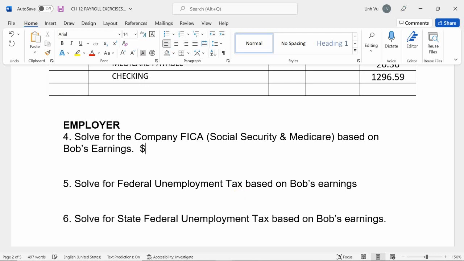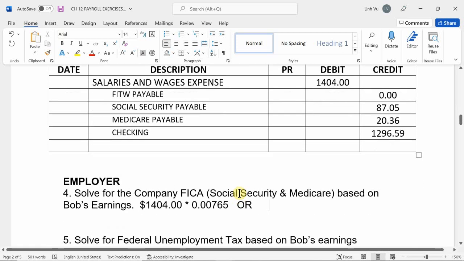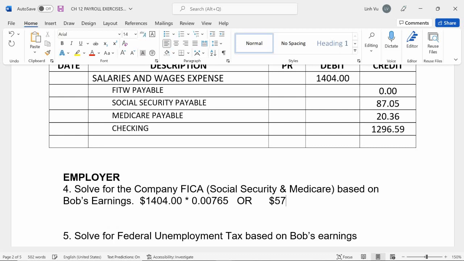So it's 1404 times 7.65%, or 0.0765. Or I can just copy and paste from his, because we already calculated that Social Security was $87.05 and Medicare was $20.36. So I can simply add those numbers together: $87.05 plus $20.36. How much total company FICA am I looking at?